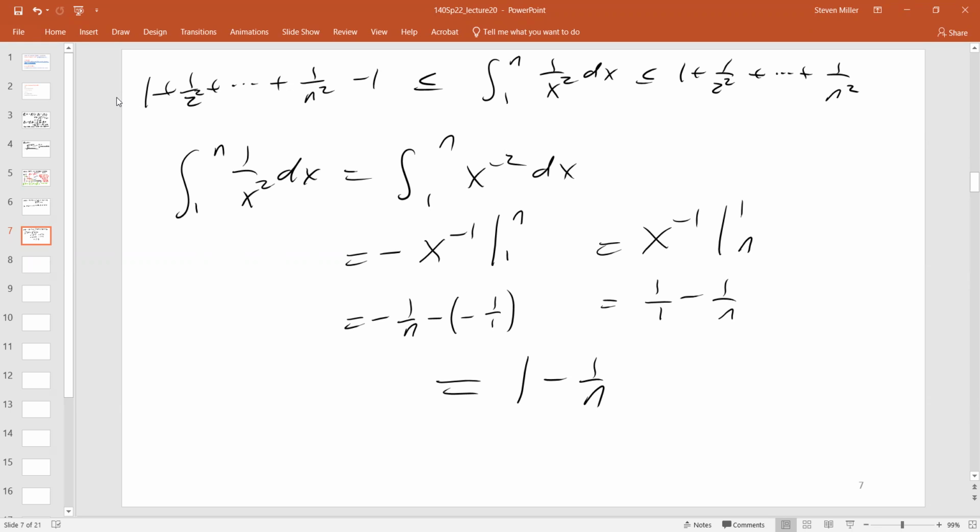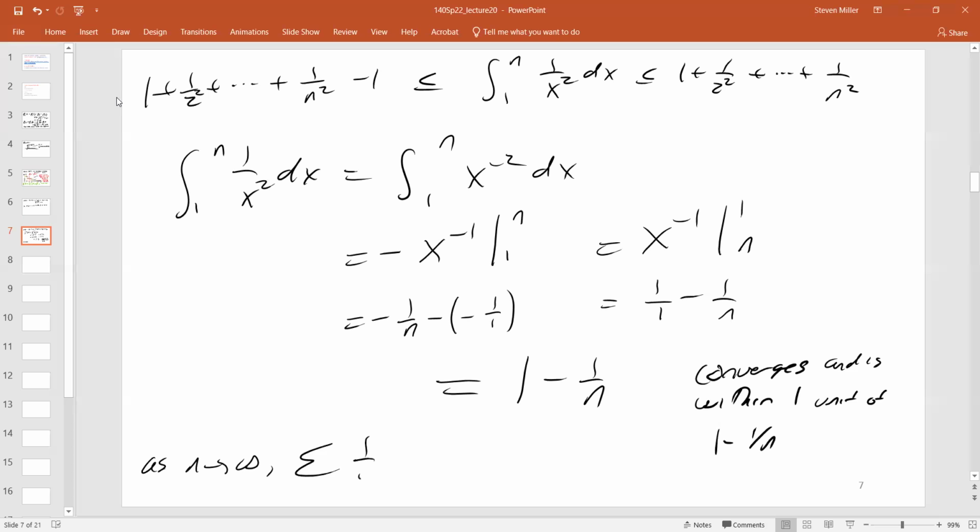So we know the sum converges and is within 1 unit of 1 minus 1 over n. So as n goes to infinity, the sum of 1 over n squared equals 1 plus an error at most 1.